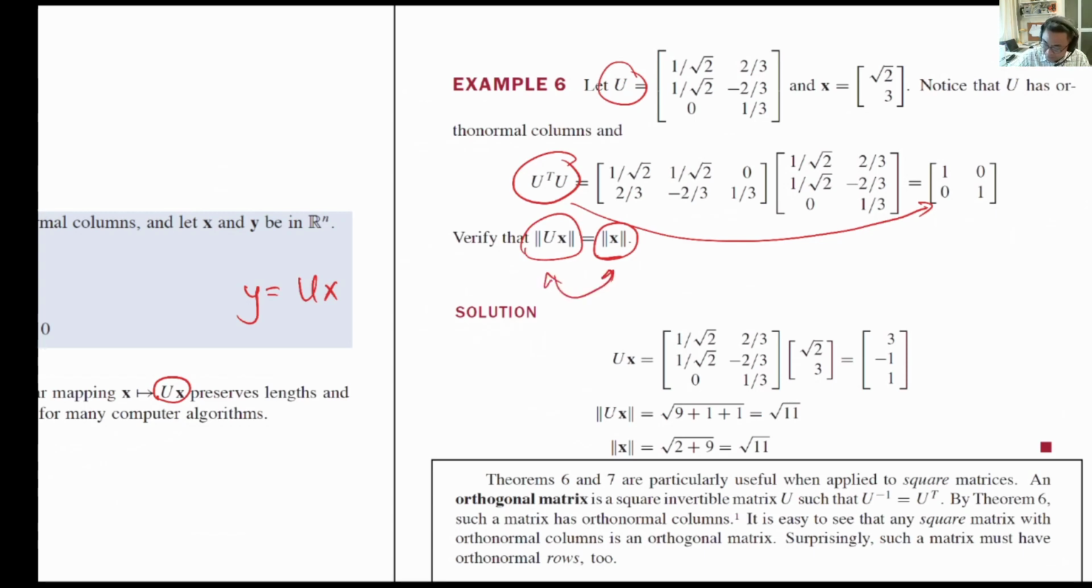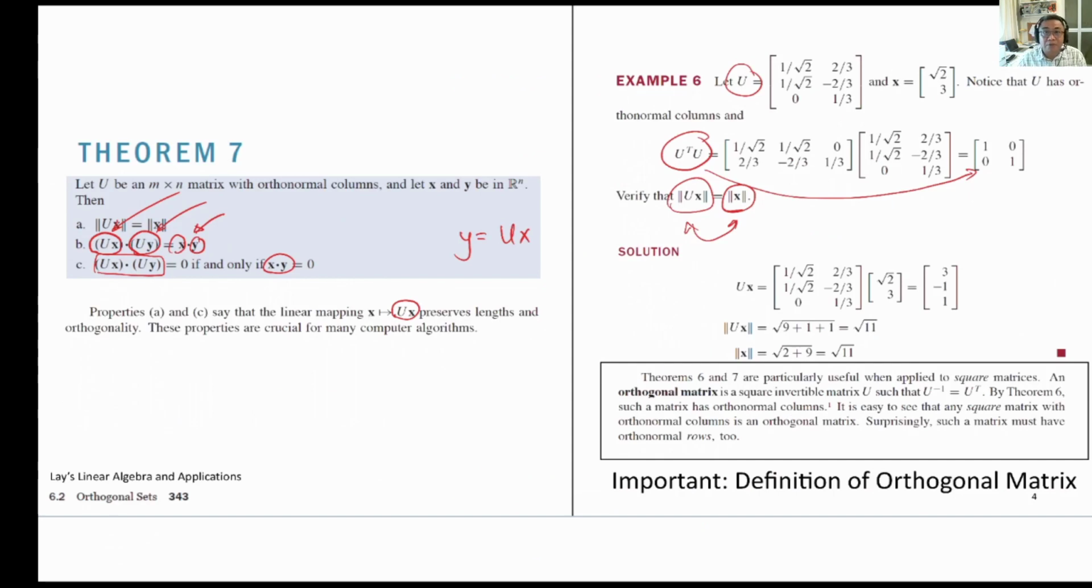This concludes our discussion for 6.2.4.